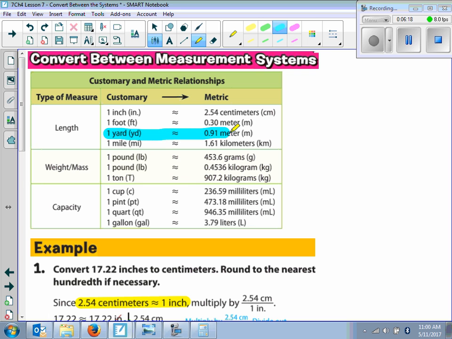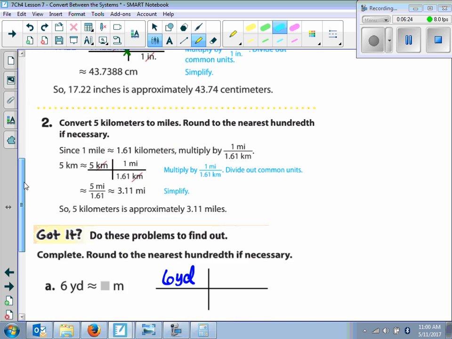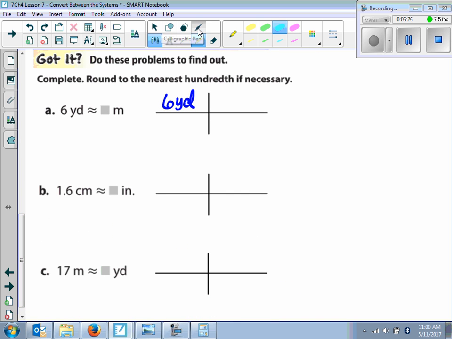1 yard, 0.91 meters. Very good. So we're going to put that in our dimensional analysis chart. Now, how am I going to put it in there? Where am I going to put it so that yards will cancel? Very good. Yards goes on the bottom, right? So 1 yard on the bottom.